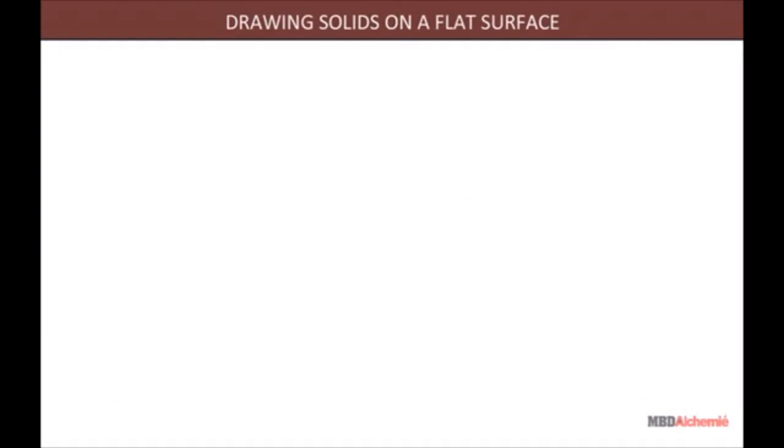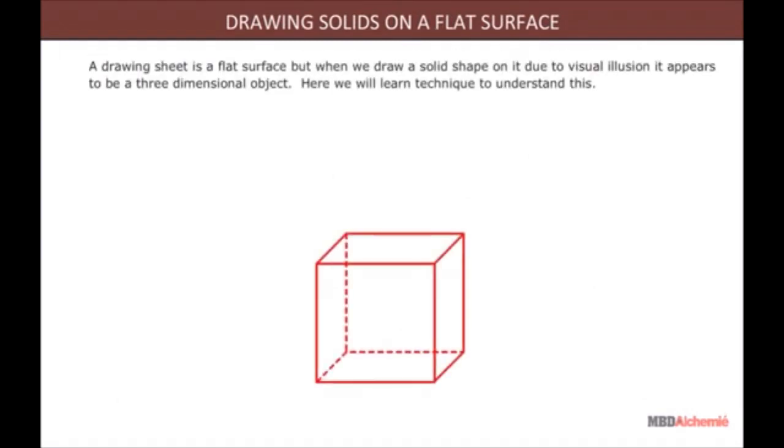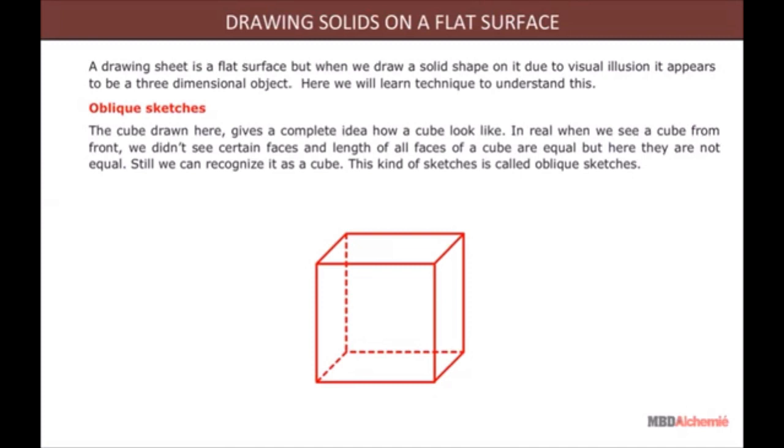Drawing solids on a flat surface. A drawing sheet is a flat surface, but when we draw a solid shape on it, due to visual illusion, it appears to be a three-dimensional object. Here we learn techniques to understand this. Oblique sketches. The cube drawn here gives a complete idea of how a cube looks. In real life, when we see a cube from the front, we don't see certain faces, and the lengths of all faces of a cube are equal, but here they are not equal. Still we can recognize it as a cube. This kind of sketch is called an oblique sketch.